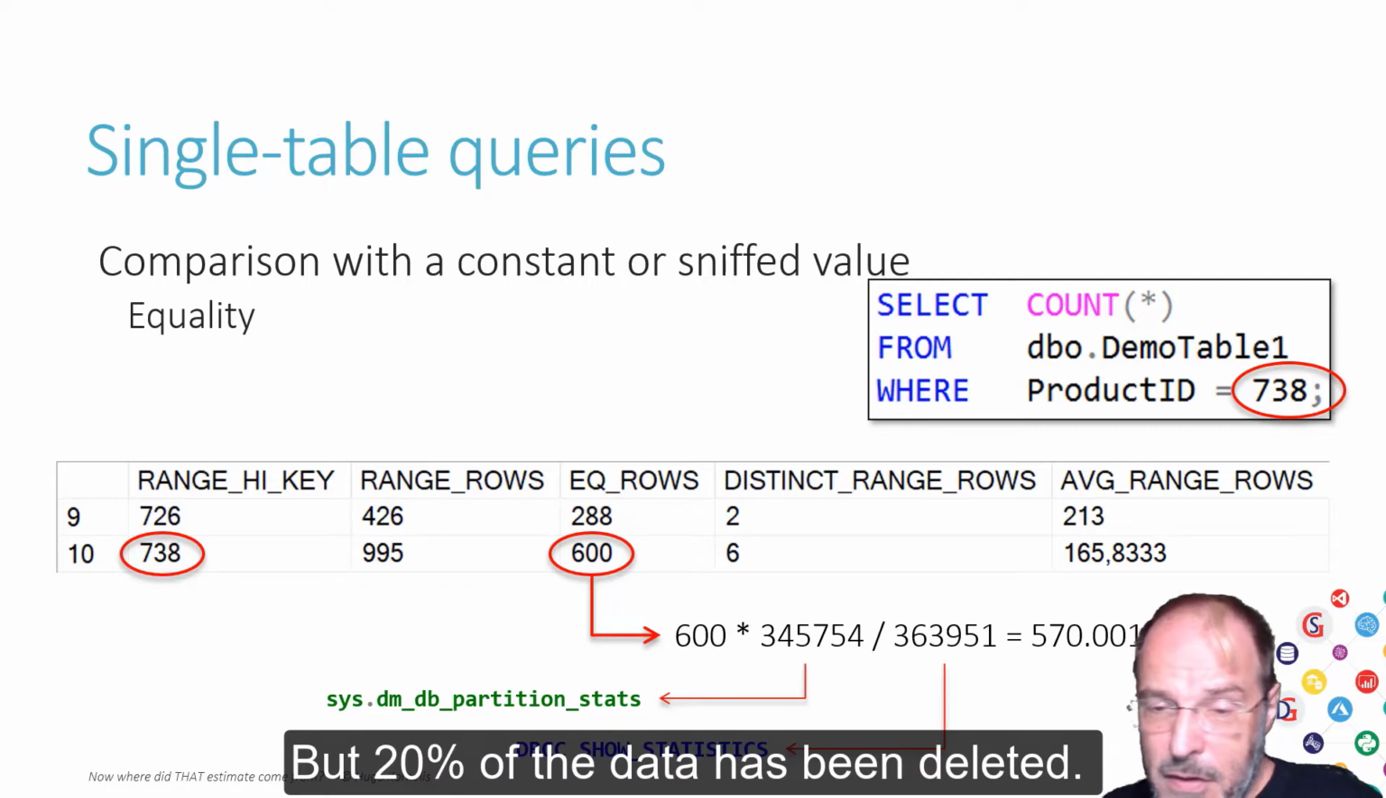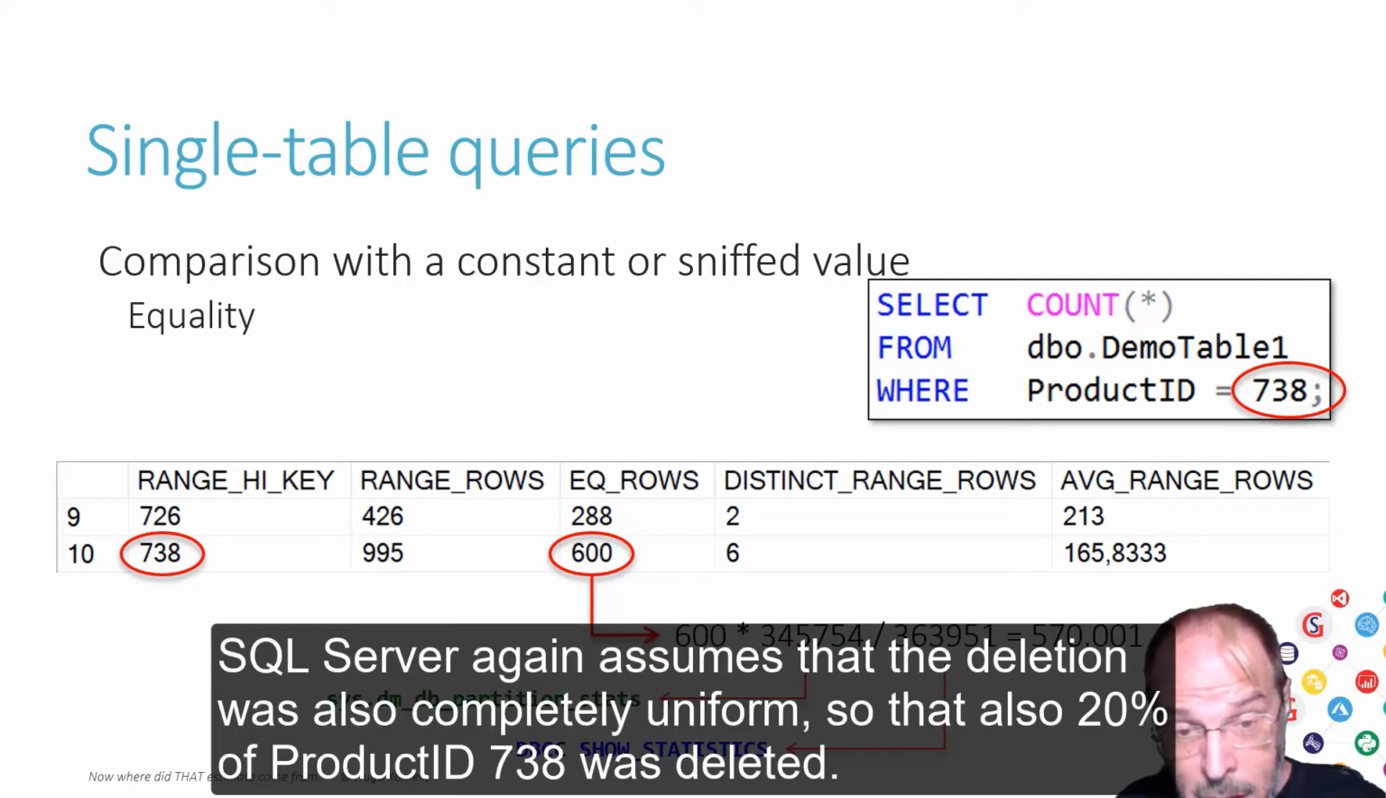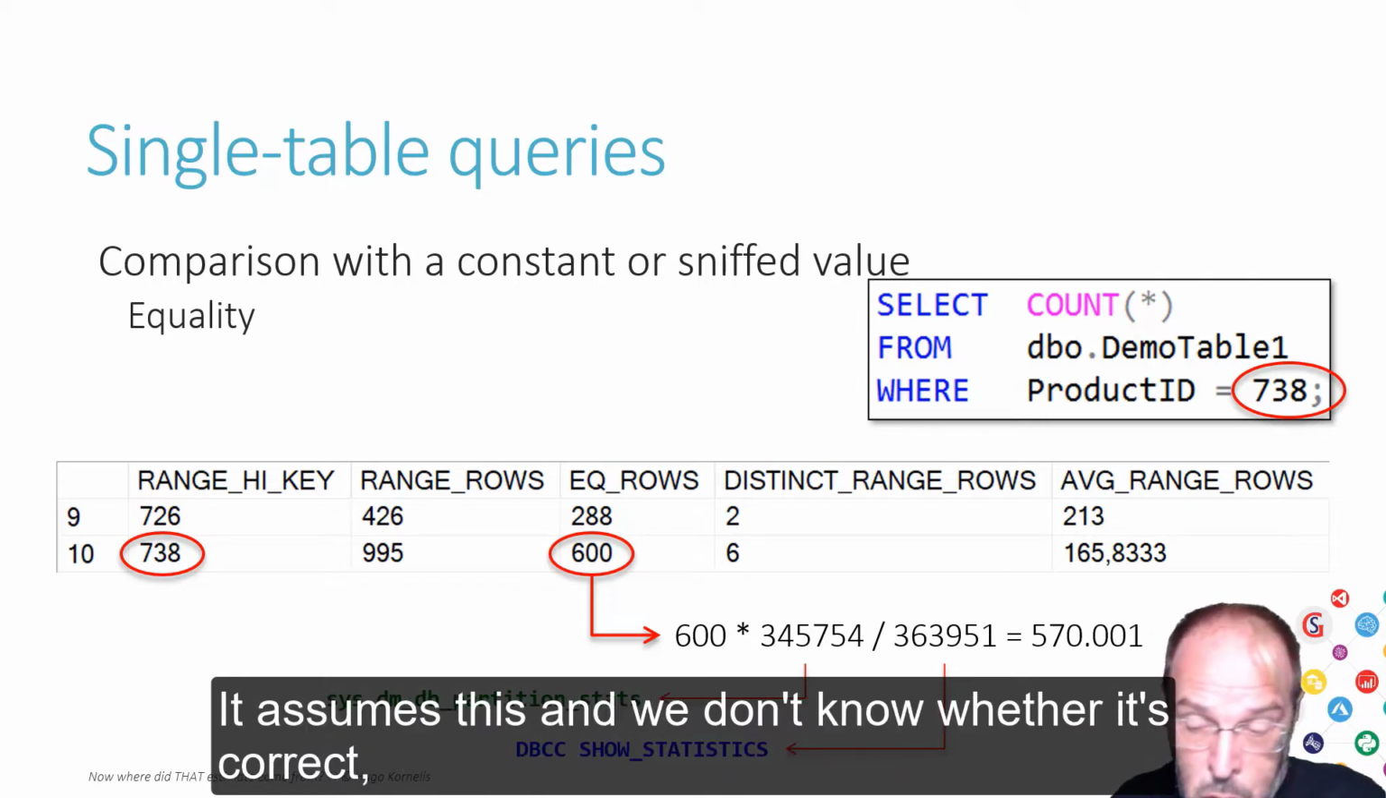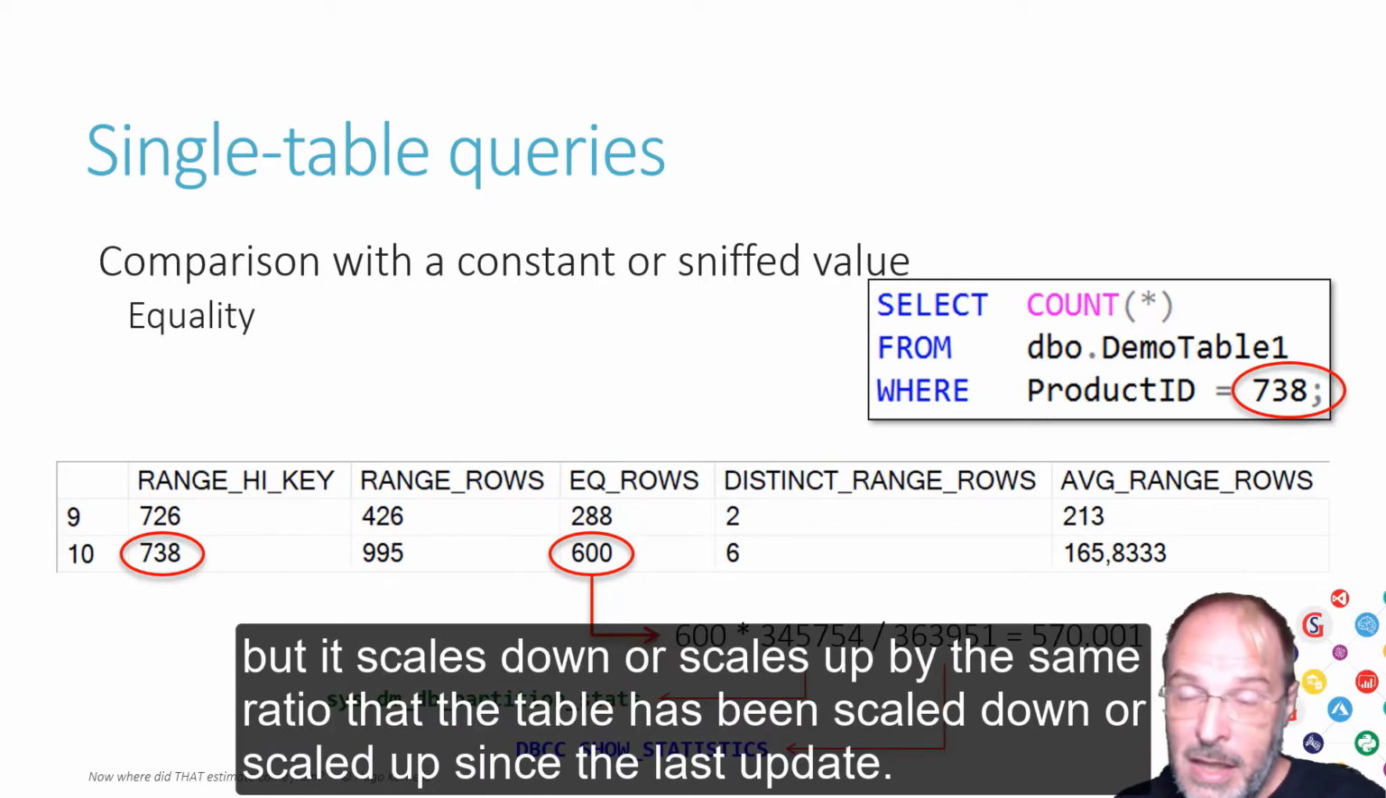But 20% of the data has been deleted. SQL Server again assumes that that deletion was also completely uniform, so that also 20% of product ID 738 was deleted. That might or might not be correct, but that's how cardinality estimation works. It assumes this and we don't know whether it's correct. But it scales down or scales up by the same ratio that the table has been scaled down or scaled up since the last update.